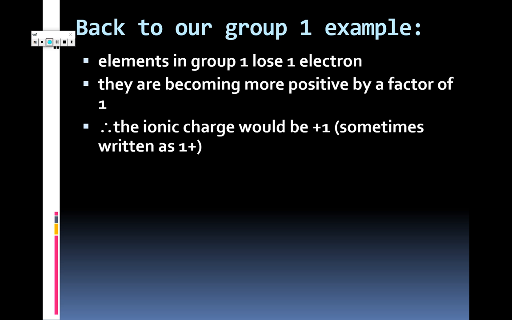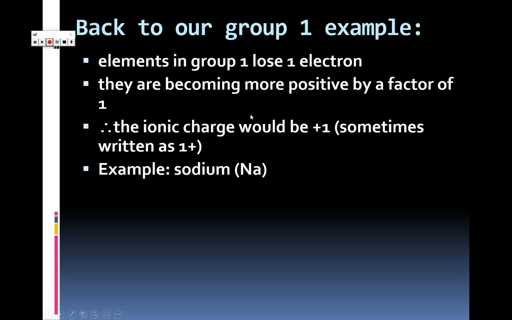When you do the crisscross rule, when you think about what kind of charge an ion has, writing it as 1+ or +1 really doesn't matter. In fact, we often don't even write the 1, just like math, you don't write exponent 1. Okay, so you can write it, you cannot write it, you can write +1, you can write 1+.